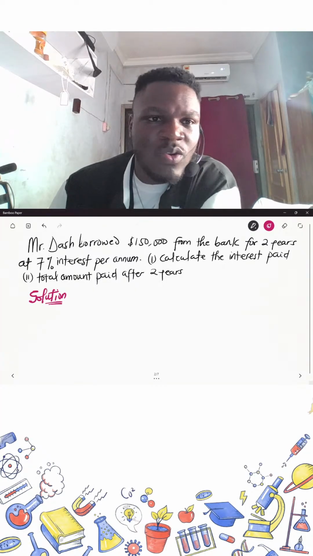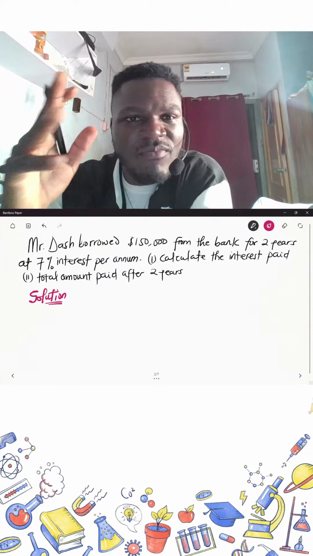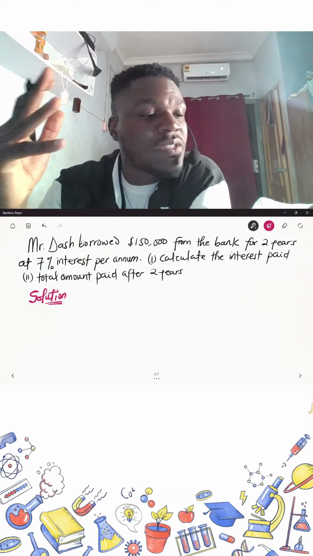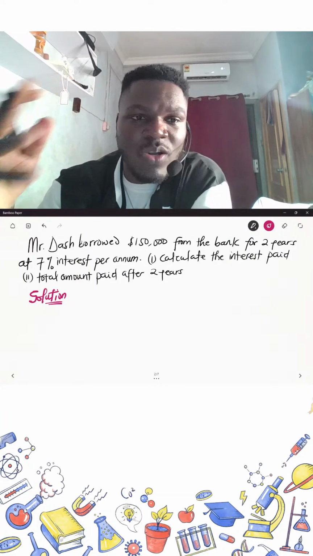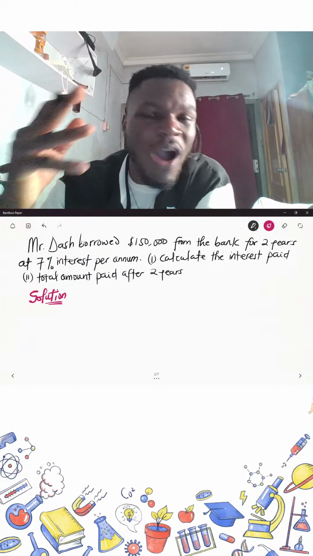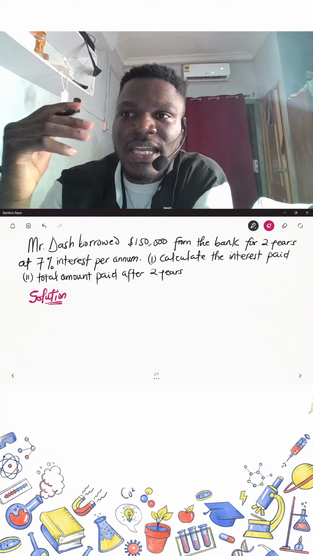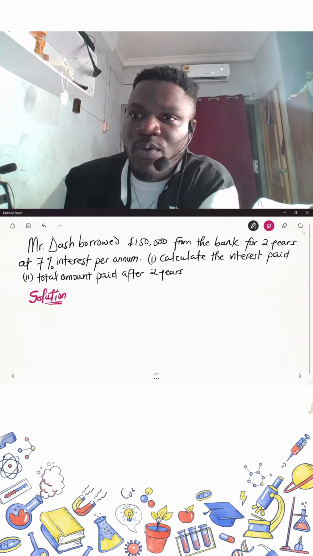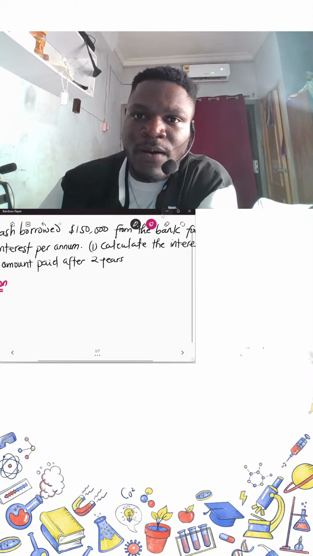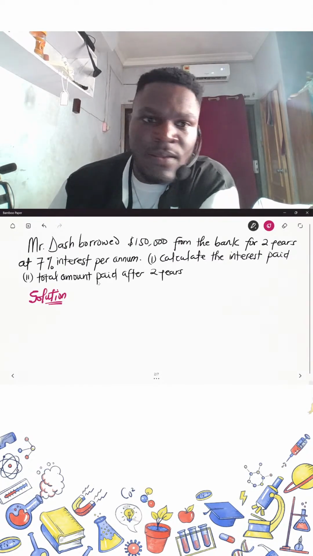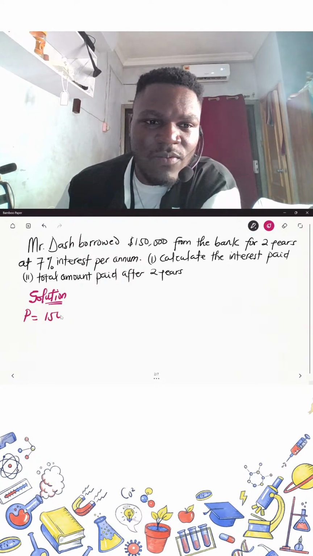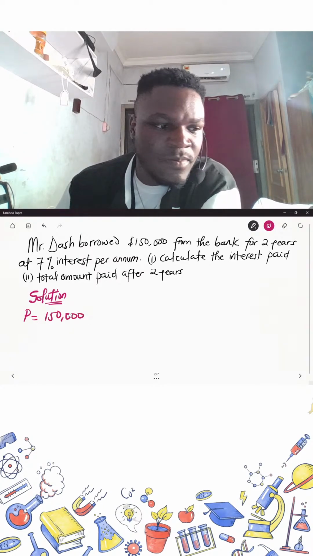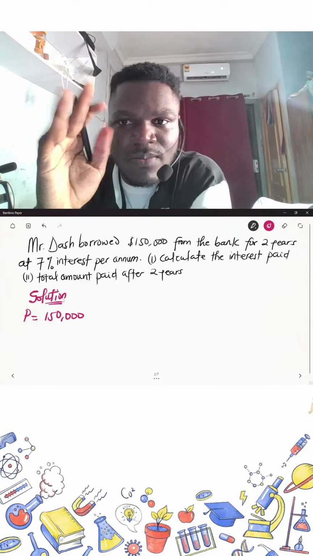Are you okay? So now, if we read the question again, we have Mr. Dash borrowed $150,000. Now, this $150,000 becomes our principal, or our P, the amount of money that was borrowed. Are you okay? All right. So, like I said, the principal in this case, P, will be equal to $150,000. Okay, that is the principal.